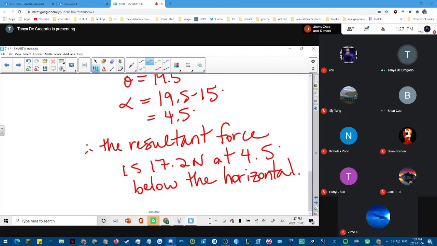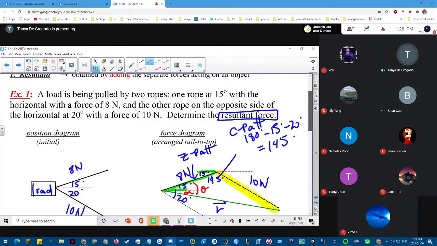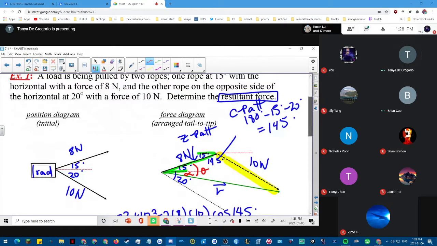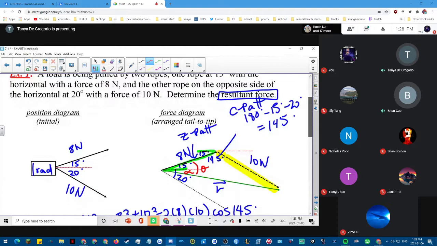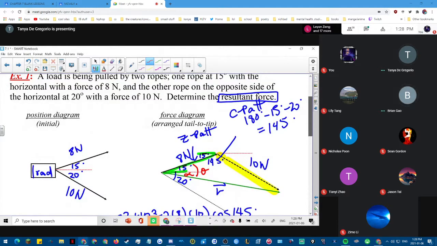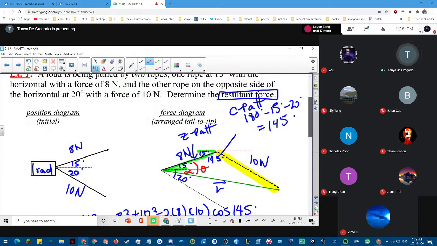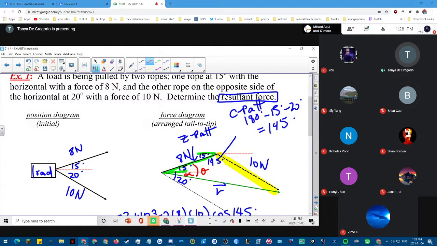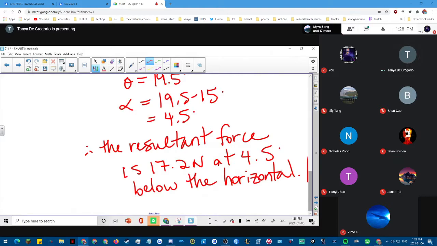Are there any questions? Would you be allowed to say 19.5 degrees from the 8 newton force down or something like that? So you want to say 19.5 degrees from where? From the 8 newton rope force. No, from the horizontal. You're always going to be giving me from the horizontal here, okay, in this case. Okay, thanks. Yeah, no problem.